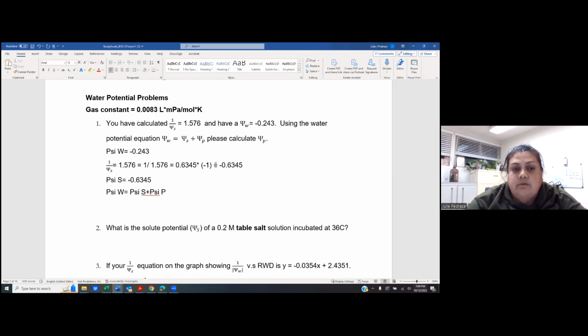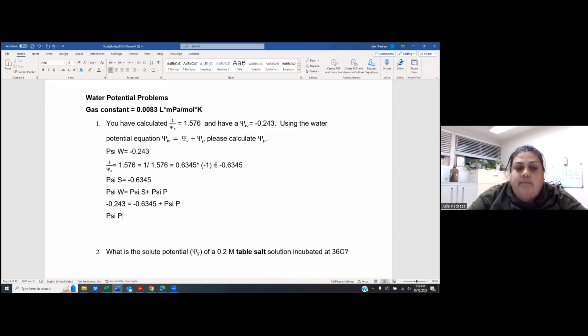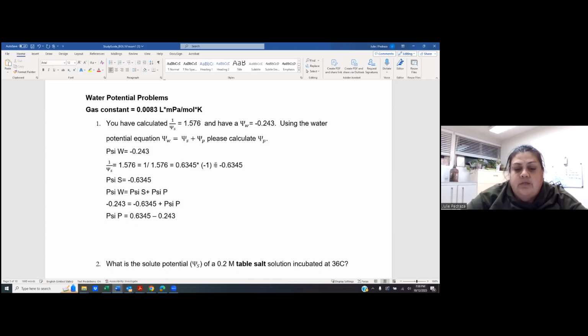And we know what psi s is. We need to know what psi p is. So psi w is negative 0.243 and it equals psi s, which is negative 0.6345 plus psi p. So the equation is rewritten: positive 0.6345, because it's going to the other side, minus 0.243, which equals what?